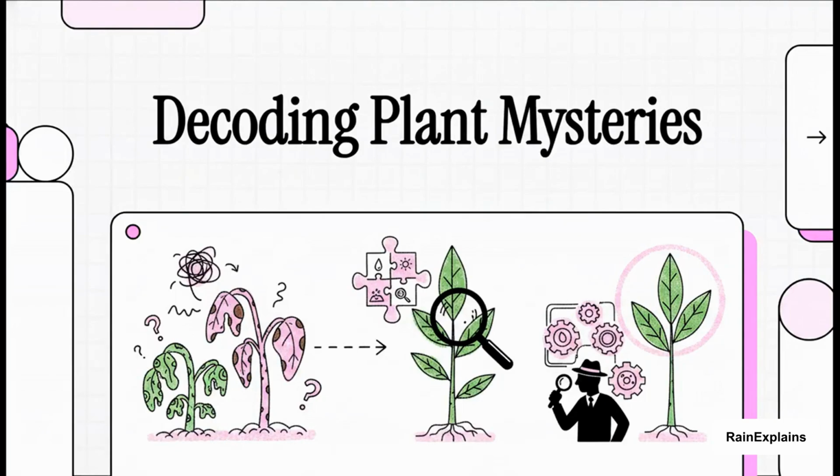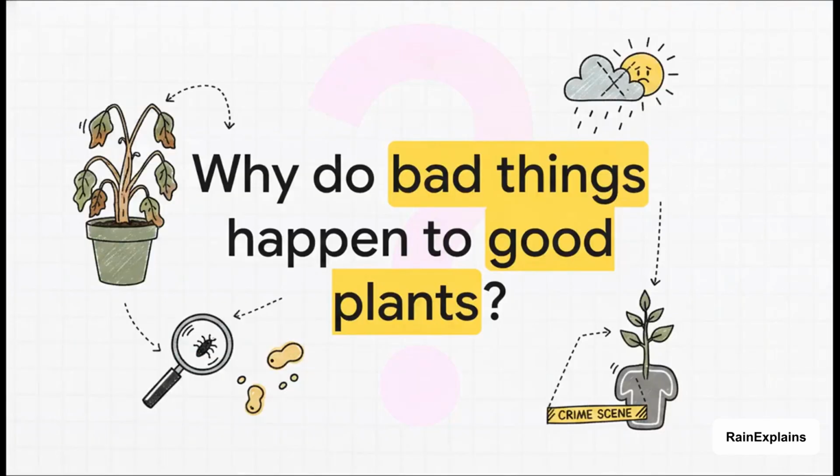And how are we doing that? By tapping into the incredible power of conceptual models. So instead of just blindly guessing what's wrong with a drooping leaf or a weirdly spotted stem, we're going to learn how to think like true botanical detectives. Let's get into it.